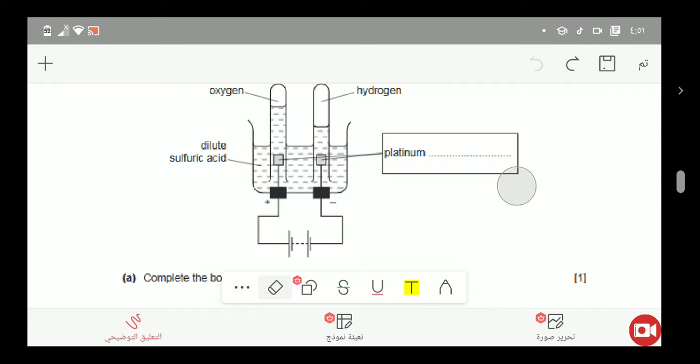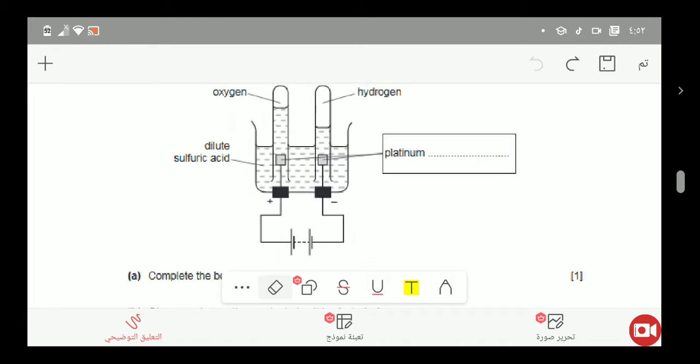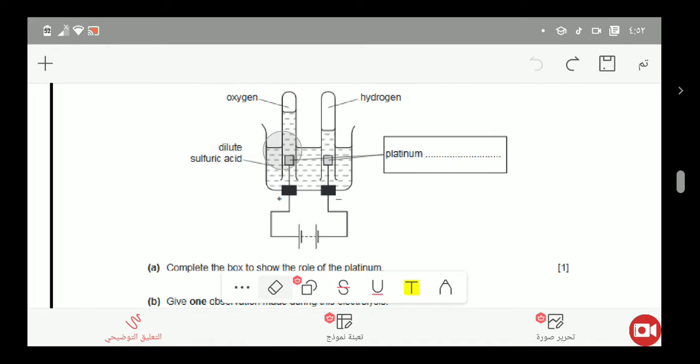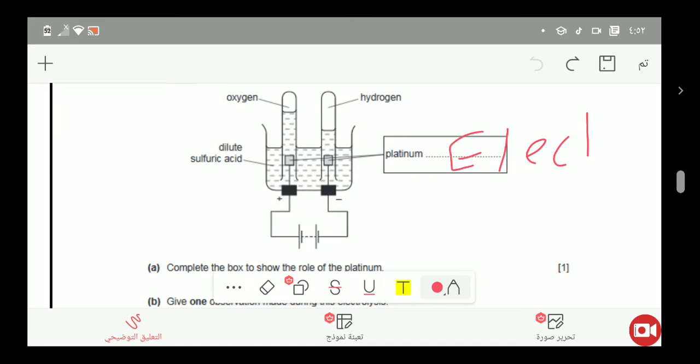Okay, firstly he asks us what the examiner wants to know. Complete the box to show the role of platinum. What is the role of platinum? It is an electrode. So platinum is an electrode. This electrolysis cell consists of two electrodes of platinum.